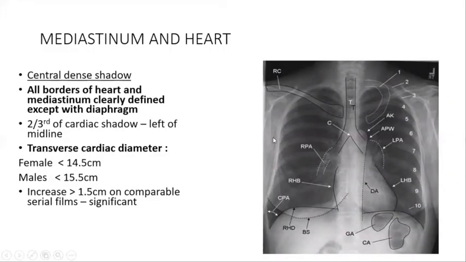Now, mediastinum and heart. We can see in this PA view, this is the central dense shadow. This central dense shadow is formed by the mediastinum, and this inferior mediastinum, this shadow is formed by the heart. All the borders of the heart and the mediastinum are clearly defined, except the inferior border of the heart, which is with the diaphragm. We can see all this on this X-ray.